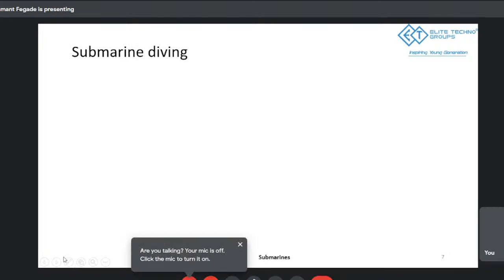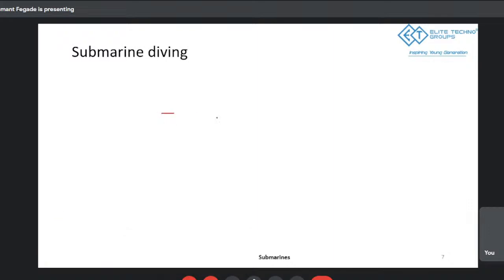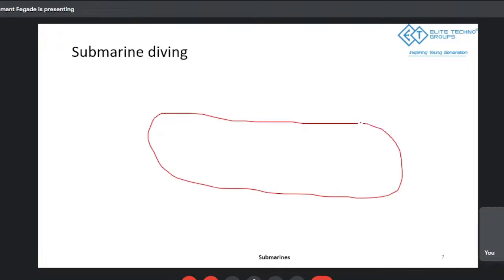Let me just draw another submarine. My drawing skills are not that good, but you can understand the basic idea. Consider this is a submarine, right? When you want to deep dive, let's consider this small part is your submarine, and you want to dive in a tilted, forward manner. So what you will do is fill this front tank first, so that your submarine will start tilting slowly. Originally it will have a horizontal position like this, and then when you start slowly filling up the front ballast tank, it will slowly start tilting downwards.